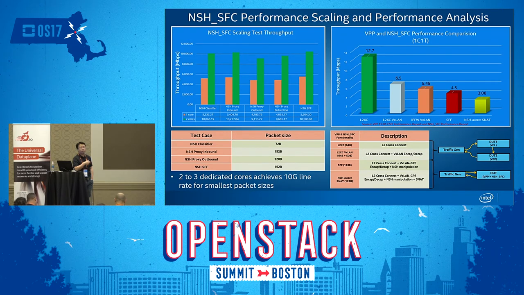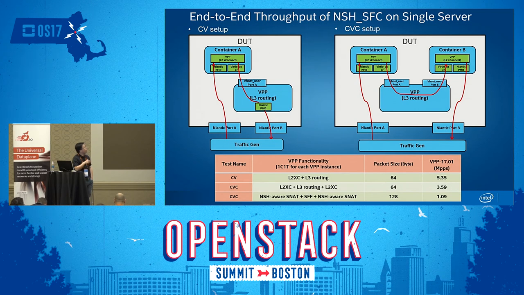Some use VXLAN GPE, some use VXLAN, some use VXLAN along with NSH. But to give you some insight: if you only have one core and you need to do lots of work, performance will not be as good as the basic layer 2 cross connect performance. And this is the end-to-end throughput of the NSH SFC solution on a single server.